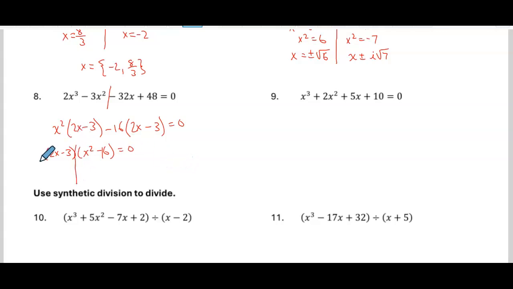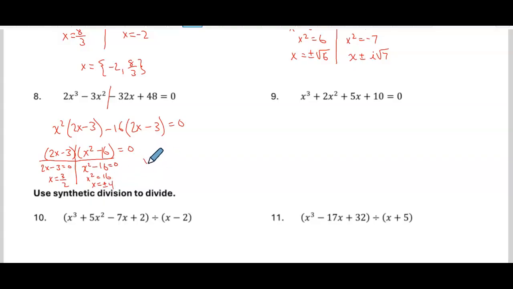All right, solving chart to finish it. 2x minus 3 equals 0, and so x is 3/2. I do have to go back and put the set notation for that one. I'll go back to that in a second. x squared minus 16 equals 0. So x squared equals 16, which means x equals plus and minus 4.